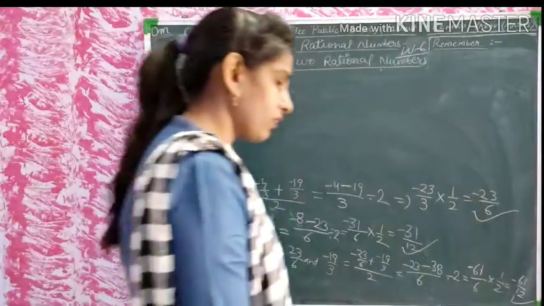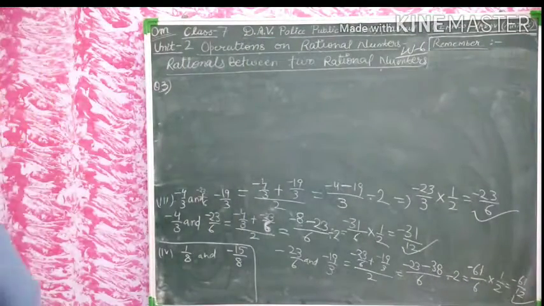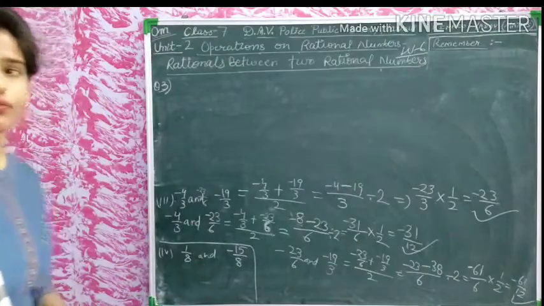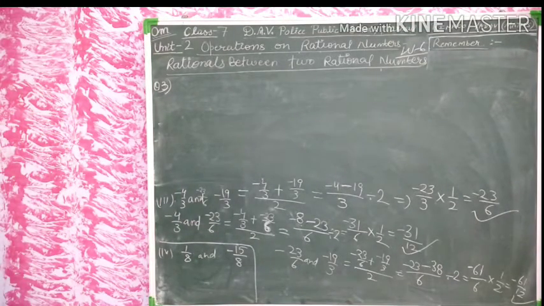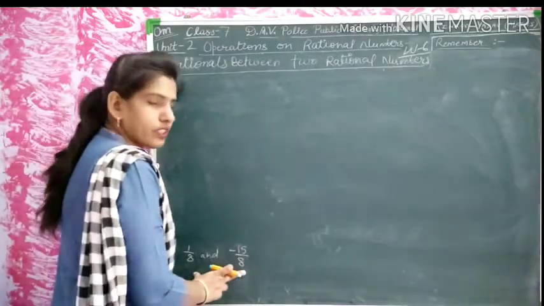Okay students, now we will go to the next question, that is the fourth part. Write down this question first. Now students, we are solving here the rational numbers between these two rational numbers.